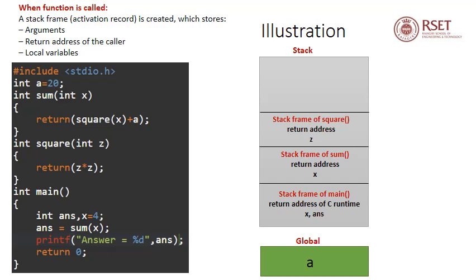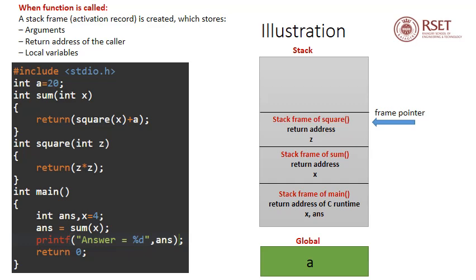Now the callee function, that is the function square, its return address will be stored. It takes argument z, so that also will be stored. It doesn't have any local variables. So at this point of time, function square is the currently active subroutine, and the frame pointer will point to the stack frame or activation record of the function square.